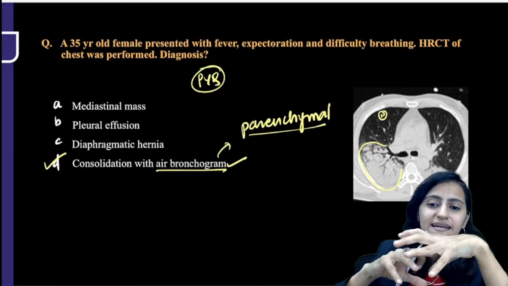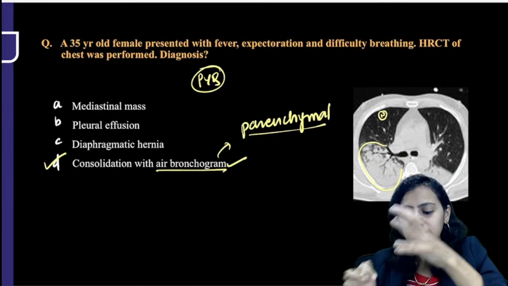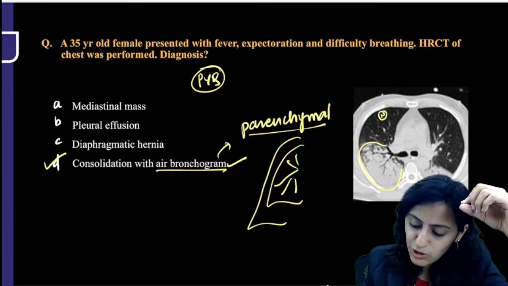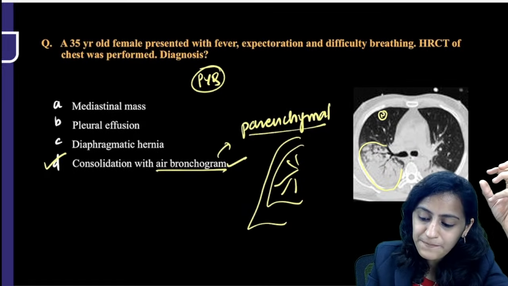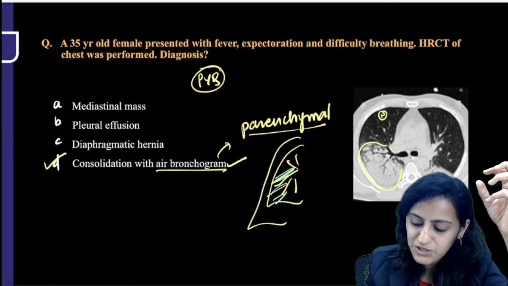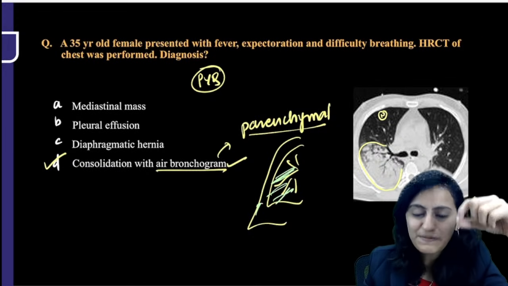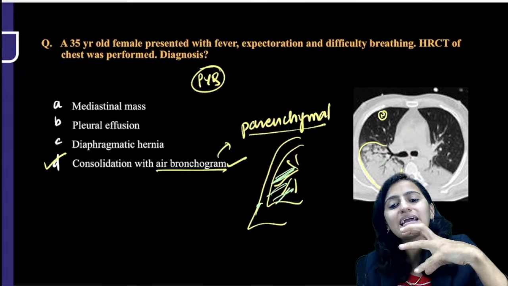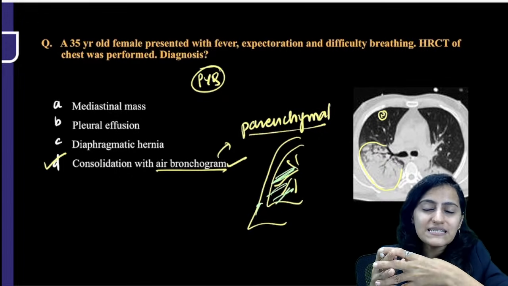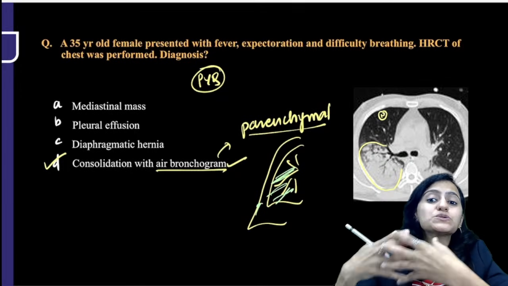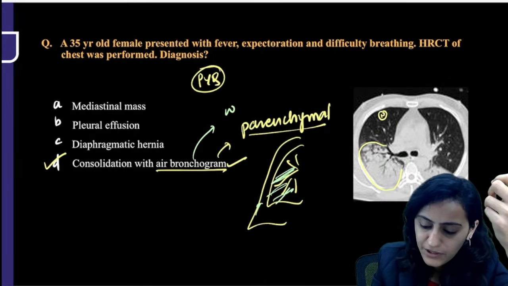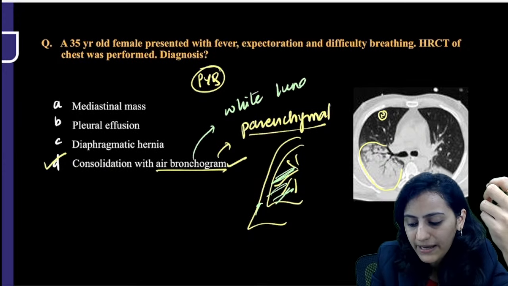Because the bronchi are present only in the lung parenchyma. So if this is the lung, and this is the pleural space, the bronchi are only in the lung parenchyma. To see the air bronchogram, we should have the lung which becomes white. The pleural space becoming white will not show the air bronchogram sign. Basically, the white lung gives a good contrast to the black bronchi. So the prerequisite to see the air bronchogram is the lung becoming white.